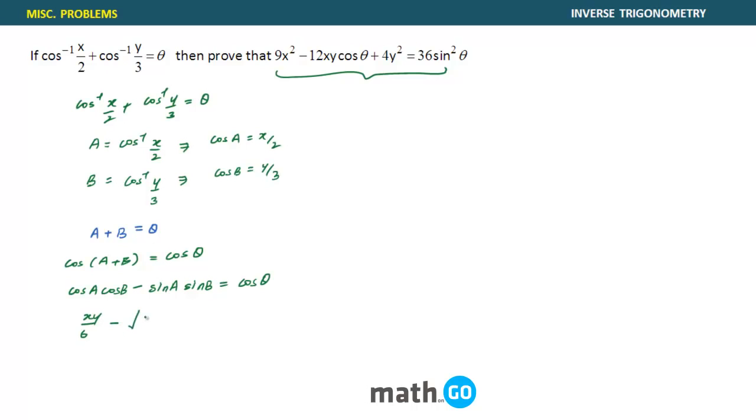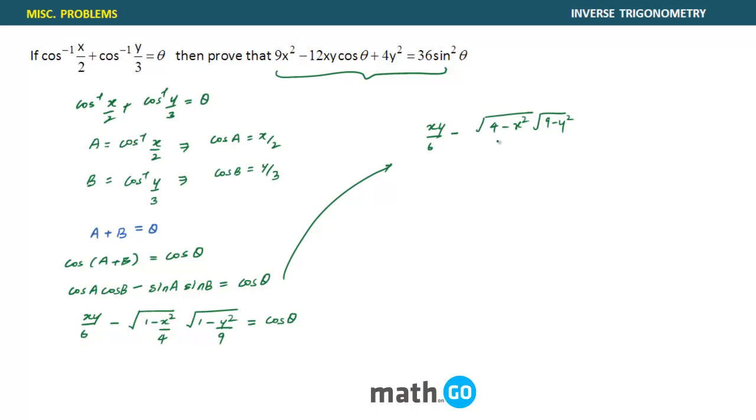What is sin A? Sin A is nothing but root of 1 minus x square by 4. And what is sin B? This will be root of 1 minus y square by 9, and this is equal to cos theta. Up till now this is no problem. Let me take it over here and solve. So this becomes xy by 6 minus root 4 minus x square times root 9 minus y square, again by 6, is equal to cos theta. And I can see this as xy minus 6 cos theta is equal to root of 4 minus x square under root 9 minus y square.